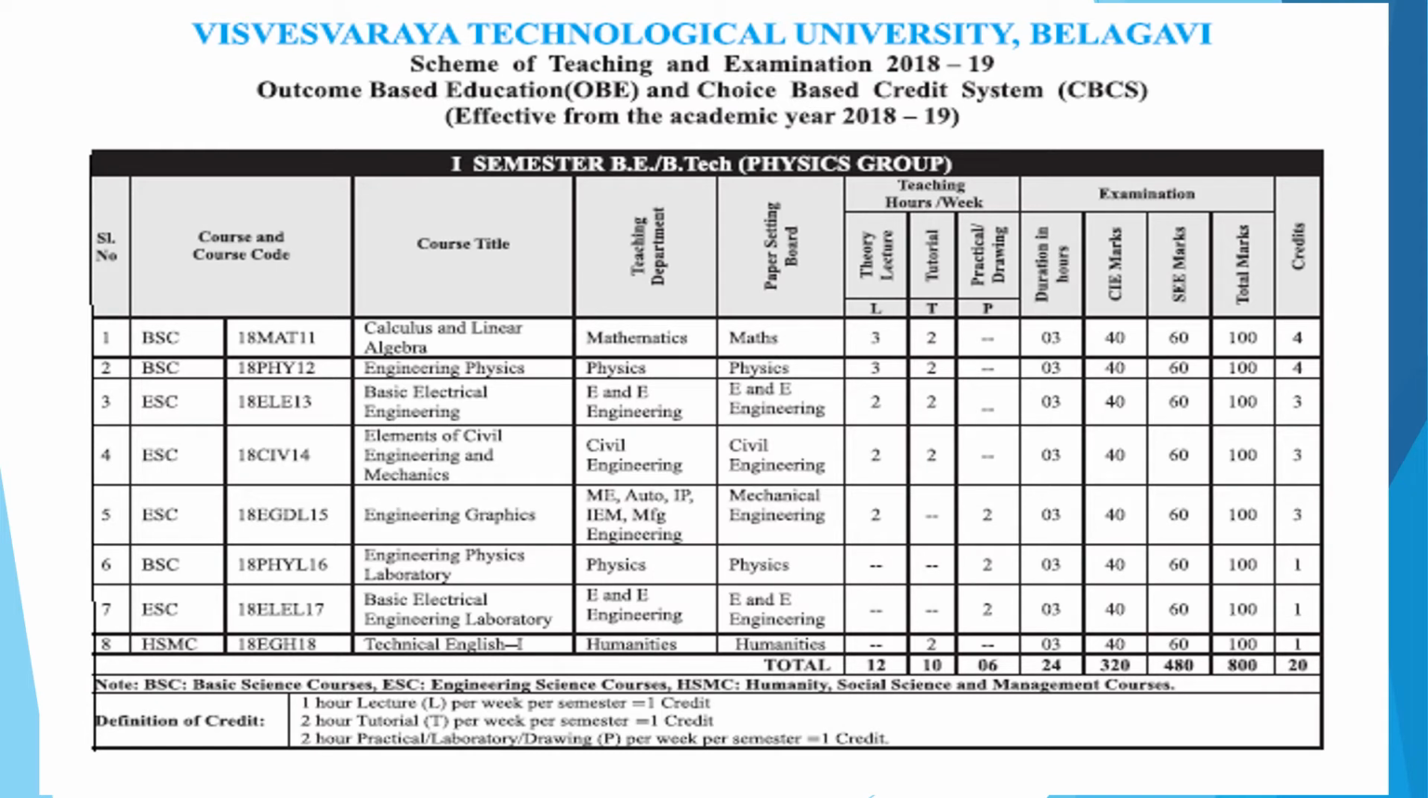Once the login credentials are given to you in the SVAS software, you will be able to observe the following courses for the physics group of students. That is, for the physics cycle, you will be having 18 Math 1, that is calculus and linear algebra. Then second subject is physics. The third subject is basic electrical engineering. The fourth is civil engineering. Fifth is engineering graphics. And the sixth and seventh are the labs, physics and basic electrical engineering laboratory. And the last is technical English.